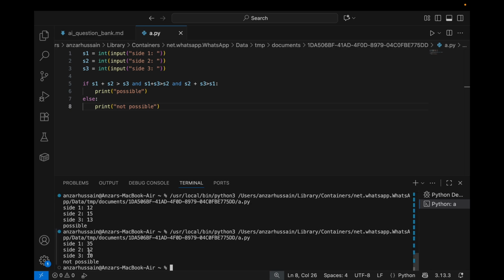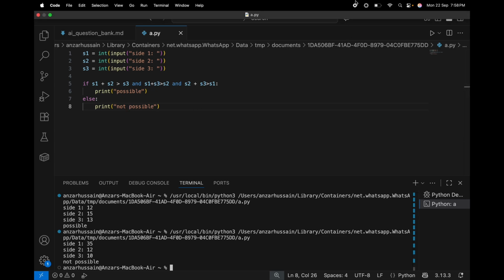This is not possible. Why? If you say 35 plus 12, is it greater than 10? Yes. 12 plus 10, is it greater than 35? No. So one of the conditions is failing here, so you can't say it is possible. Okay. So I hope you understood this question as well. Thank you.